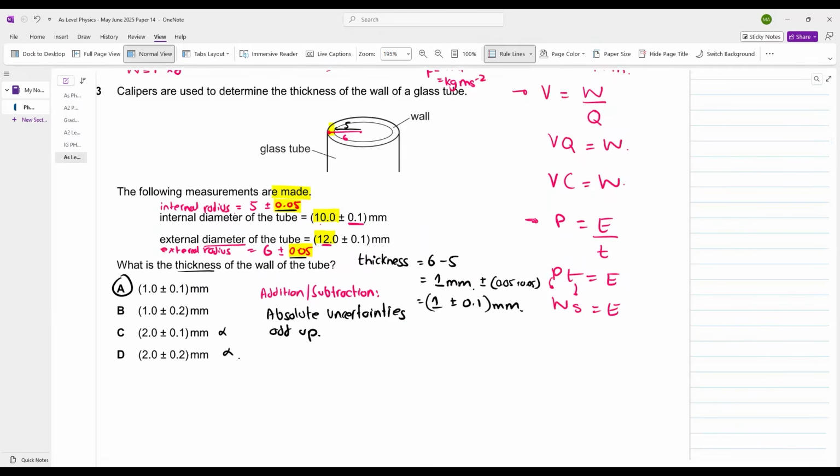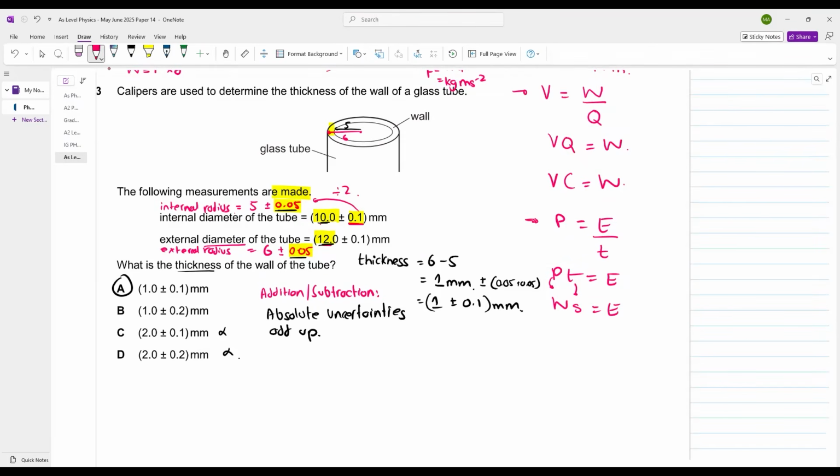फर्स्ट ऑफ ऑल थिकनेस निकालने के लिए यू कैलकुलेटेड द एक्सटर्नल डायमीटर. एक्सटर्नल डायमीटर किस तरह आएगा? इसको 12 को डिवाइड बाय 2 कर दो. देन यू कैलकुलेटेड द इंटरनल डायमीटर. 10 को डिवाइड बाय 2 कर दो. टू कैलकुलेट द थिकनेस, एक्सटर्नल रेडियस माइनस द इंटरनल रेडियस, 1 millimeter comes out to be your thickness. Then how did you calculate the absolute uncertainty in thickness? Can you realize internal diameter की absolute uncertainty was 0.1. To calculate the uncertainty in internal radius, you divide it by 2.